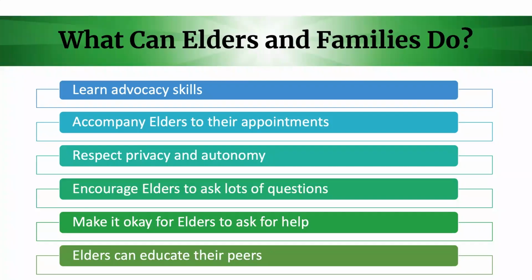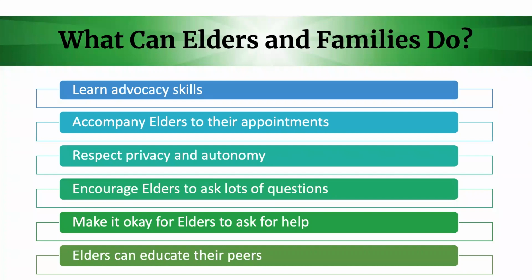First, elders and their families can practice advocating for themselves in healthcare settings, meaning speaking up for what they want and need, even when it might be uncomfortable to do so. Family members can empower elders by accompanying them to their appointments to help them remember information and questions to ask, while being careful to respect their privacy and their independence to make their own decisions.